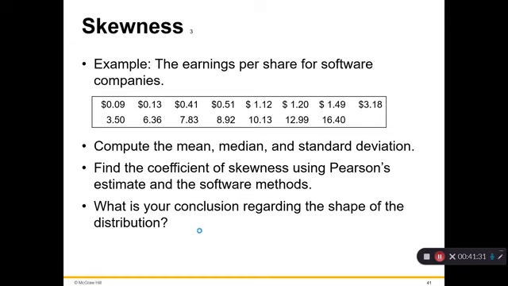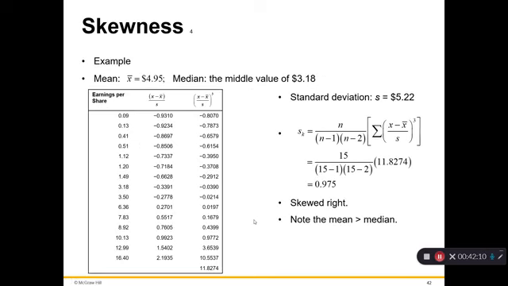Okay, so let's see. The earnings per share for software companies are given here. How many values? 1, 2, 3, 4, 5, 6, 7, 8, 9, 10, 11, 12, 13, 14, 15, right? The first step is we need to find the mean, median, and standard deviation, 3 things. Again, Excel can do that for you, but I just want to show you the steps here. Then we have to find the coefficient of skewness and state the conclusion. So in this example I show you how we do that.